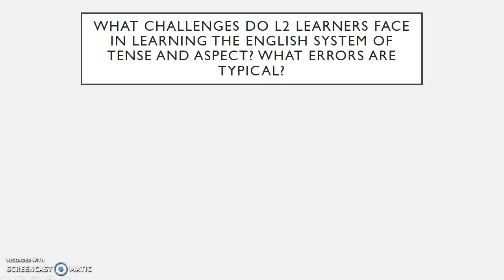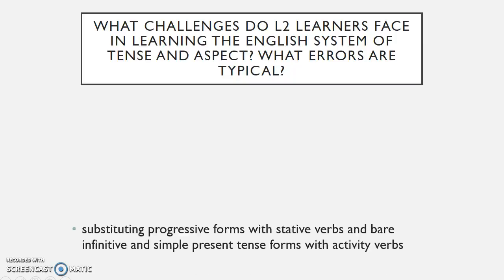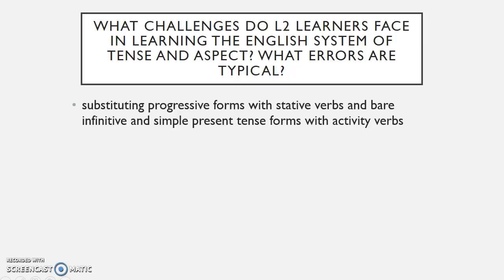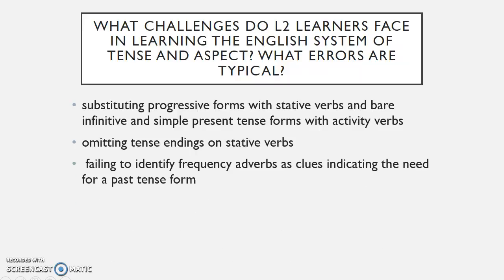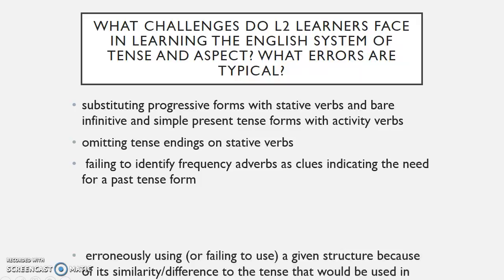So what challenges do L2 learners face in learning the English system of tense and aspect, and what errors are typical? Often you will find that they substitute progressive forms with stative verbs, and bare infinitive and simple present tense forms with activity verbs. They may omit tense endings on stative verbs, or fail to identify frequency adverbs as clues indicating the need for a past tense form.